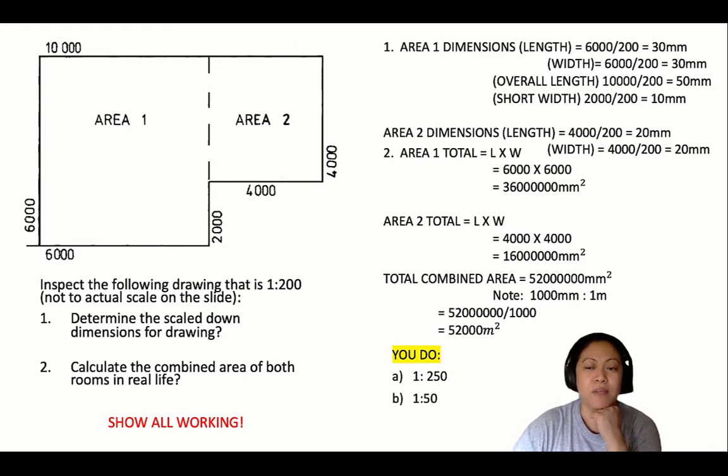Now, if we measure the overall length, 10,000, which is right at the top, divide that by 200, you get 50. Again, the short width, which is that little L-shaped cutout, 2,000 divided by 200 equals 10 millimeters. So that's area 1. Now, area 2 dimensions is 4,000 by 4,000. So we know that it's 4,000. Let's calculate the length and width. So the length ends up being 20 mil. Same thing with the width, 20 mil.